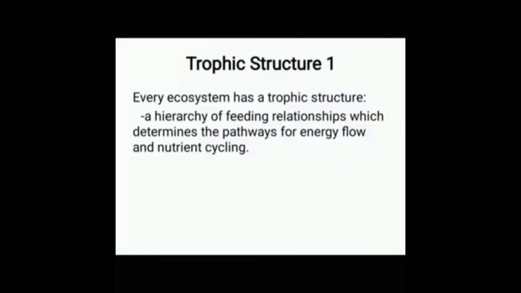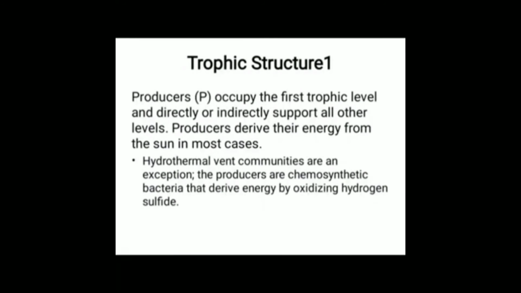Trophic structure 1. Every ecosystem has a trophic structure, a hierarchy of feeding relationships which determines the pathway for energy flow and nutrient cycling. Producers occupy the first level and directly or indirectly support all other levels. Producers derive their energy from the sun in most cases. Hydrothermal vent communities are an exception. The producers are chemosynthetic bacteria that derive energy by oxidizing hydrogen sulfide.